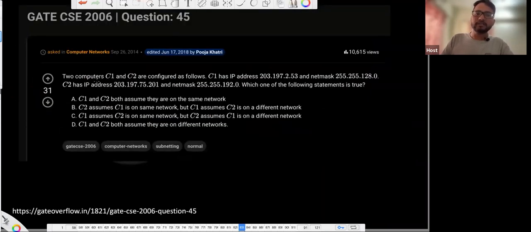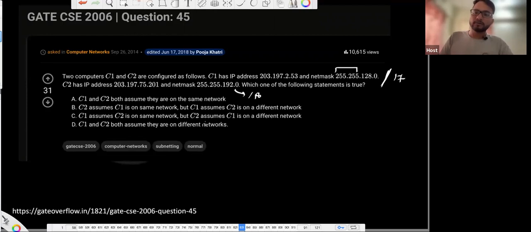Okay, so let's see this. Two computers C1 and C2 are configured as follows. C1 has this IP address and this network mask. C2 has this IP address and this network mask. Which of the following is true? So C1 has this IP address and the network mask is saying that the initial how many bits are fixed? These are the 16. And then this 128 means 1 followed by 7 zeros. So if I represent it with the backslash notation, 16 and 17, it will say the initial 17 bits are fixed. 192 is basically 128 plus 64, which is saying the initial 18 bits are fixed.